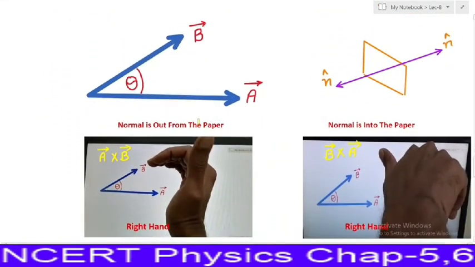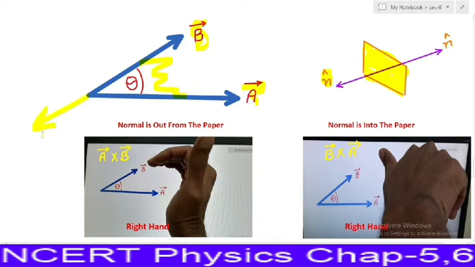We define the direction of a plane just with the help of a vector which is perpendicular to that plane. The same is done in the case of the cross product also. Suppose this is vector A and this is vector B. Now we want to find A cross B. So A cross B would be equal to AB sine theta. Now we want to give direction to this product. The direction of this product would be perpendicular to the plane in which vector A and vector B exist.